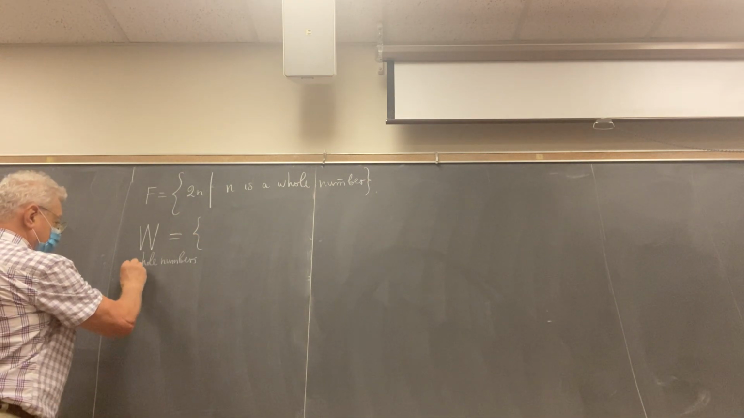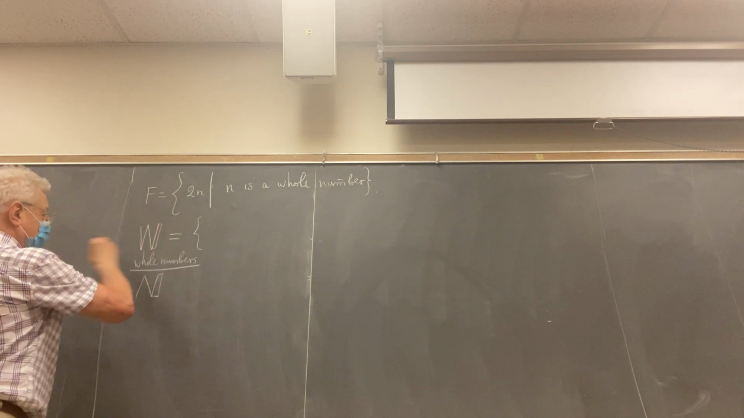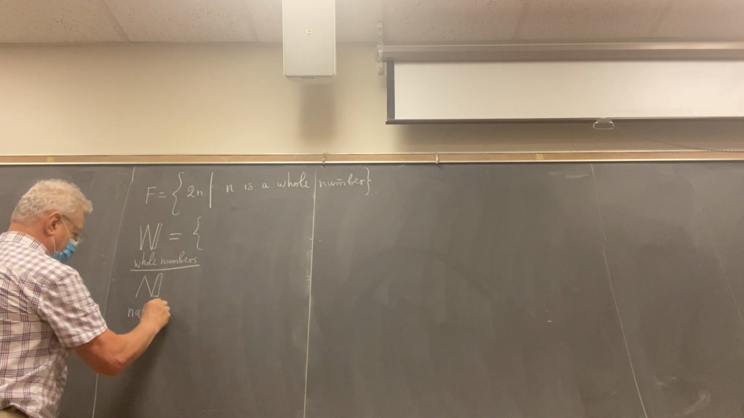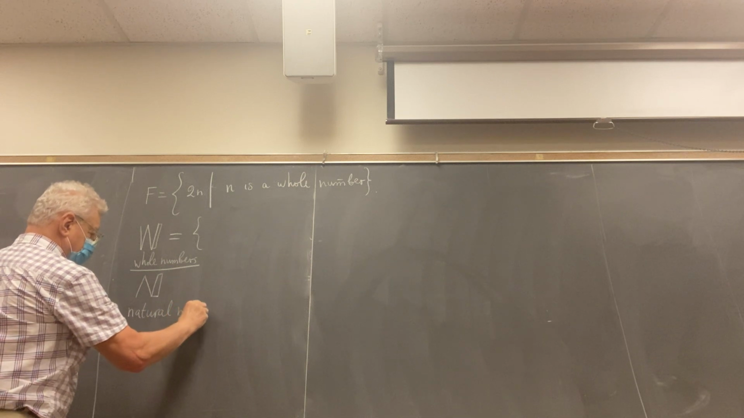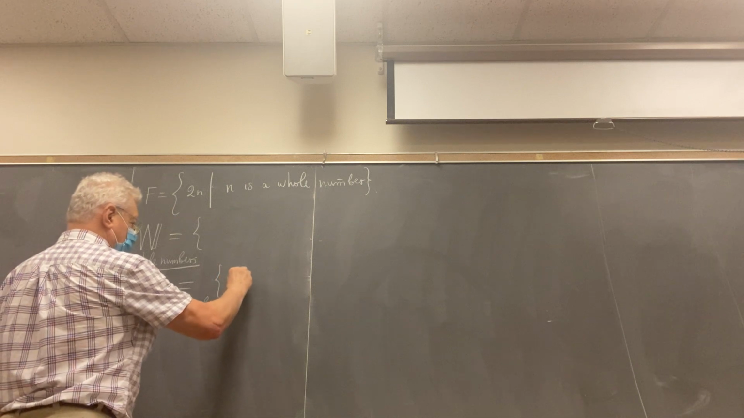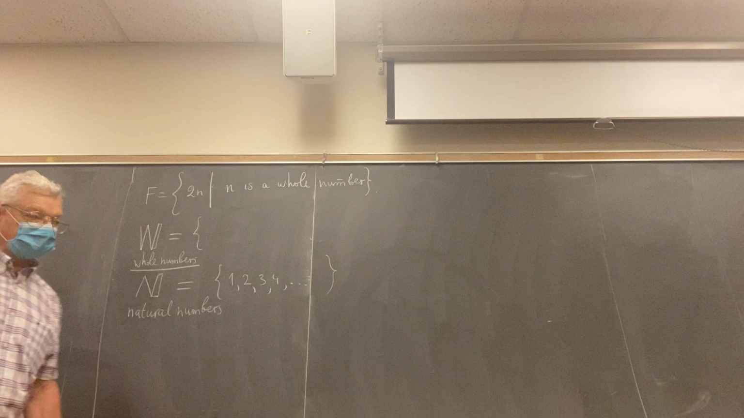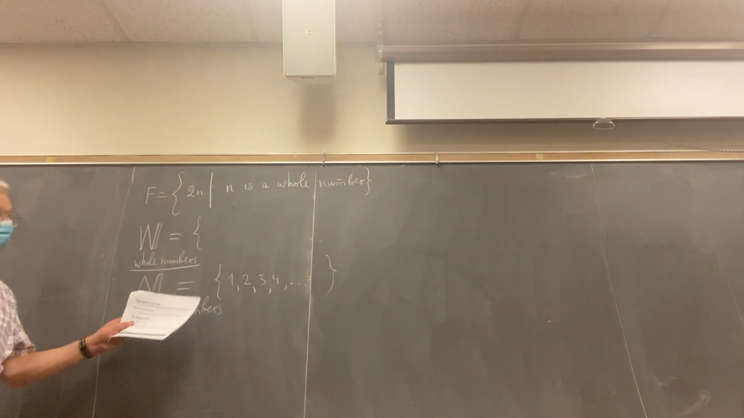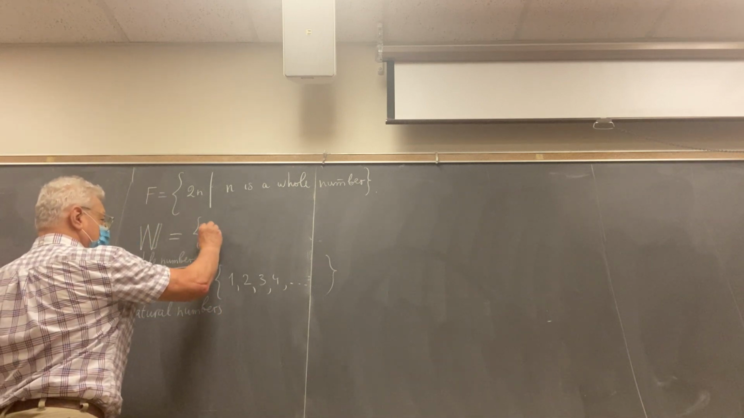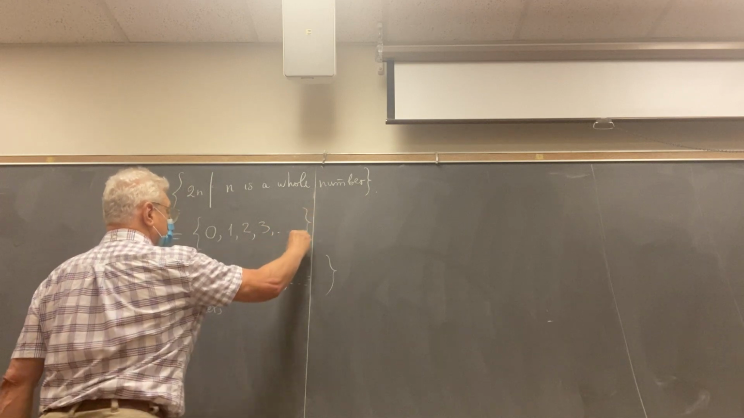Also, let me write these whole numbers, and then I write the following. N and W I write that way because it's a set. N is natural numbers. Natural numbers are counting numbers: 1, 2, 3, 4, and so on up to infinity. So the cardinality of this is infinite. Whole numbers are almost the same, but 0 is added.